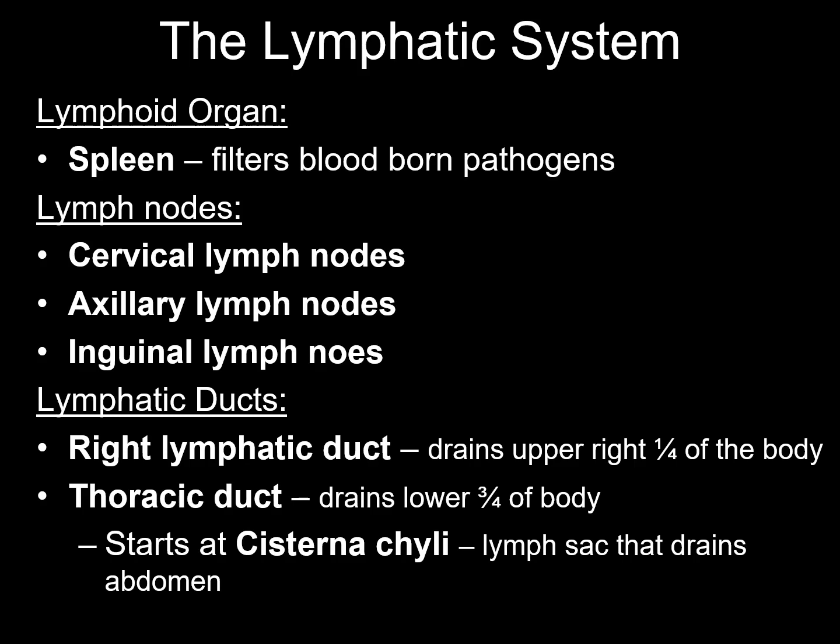And this other structure called the cisterna chyli is essentially a lymph sac that is going to drain all of our abdominal organs, especially those intestinal organs. So that'll make a little more sense when we look at the pictures as well.